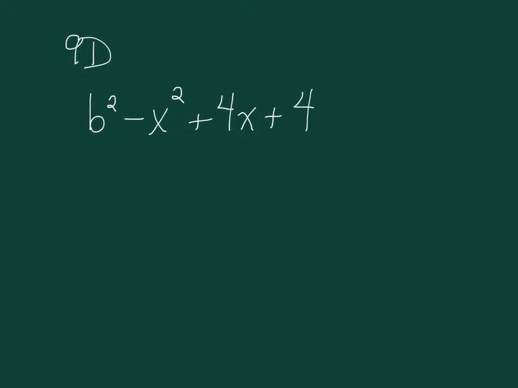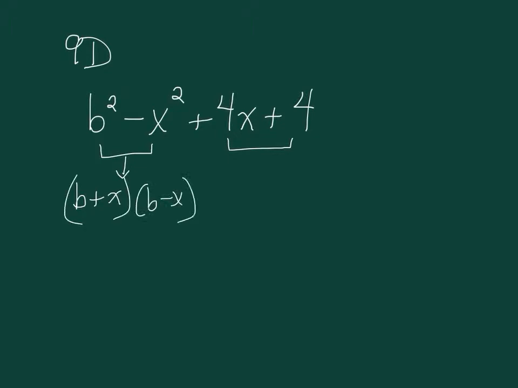Here's a problem where we're starting out with 4 terms. And when we have 4 terms, we usually like to look at it and say, hey, let's see if we can group them in pairs, right? And I see some similarities here, so that could be really good. So I'm going to group these in pairs, and I'm looking at this first pair, and I see b squared minus x squared. Hey, that is a difference of 2 squares, right?